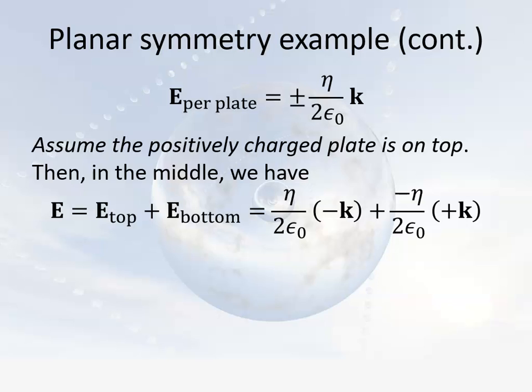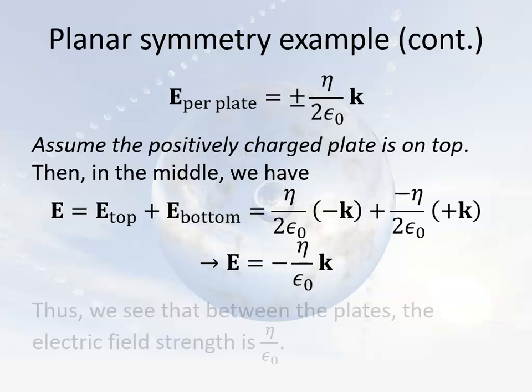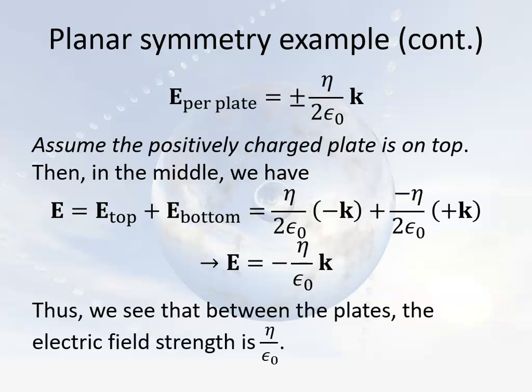What matters is in the middle. In the middle, if the positive plate is at the top, then the electric field due to the top plate is going to be down. The electric field due to the bottom plate, which is negative, is also going to be down, and things are going to add together. So you get an eta over 2 epsilon naught, which is negative, minus another eta over 2 epsilon naught. That just gives you negative eta over epsilon naught. So you find that the field strength between the plates is eta over epsilon naught.